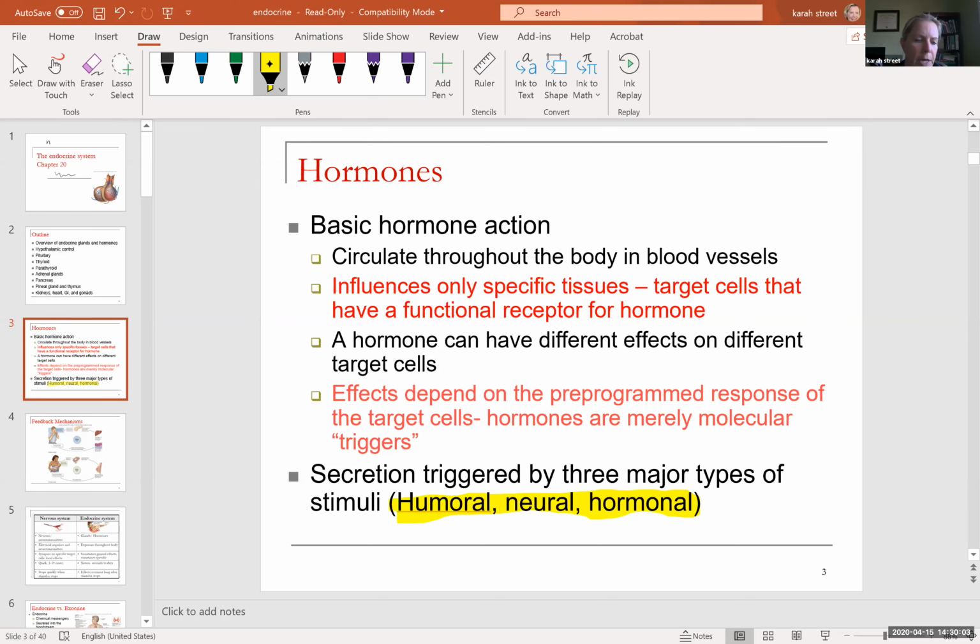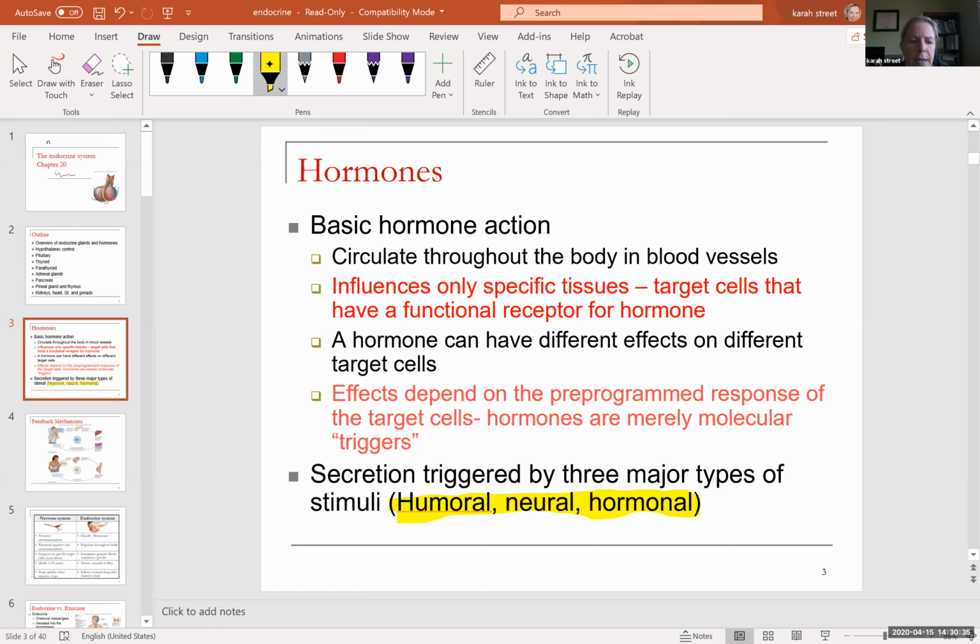So that's what we mean by humoral. Something in the blood triggers the endocrine gland to release the hormone. Another example would be a hormone that I'm going to tell you about, parathyroid hormone. Parathyroid hormone is released by the parathyroid gland. And what stimulates it to be released is if your blood calcium levels drop too low. So that will trigger the parathyroid gland to release its hormone.